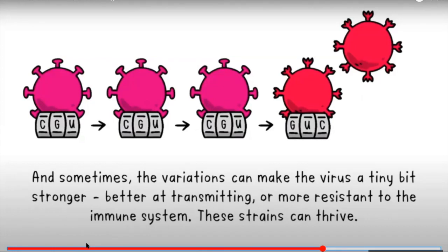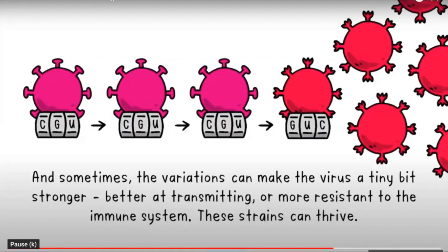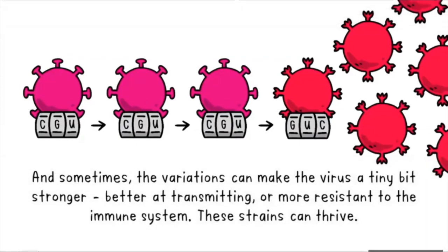So these variants now, that's why we're seeing a difference in the transmission and how people are being affected with these variants. So the stronger variant would then thrive because it's stronger and it spreads faster, and that's how the variants work.